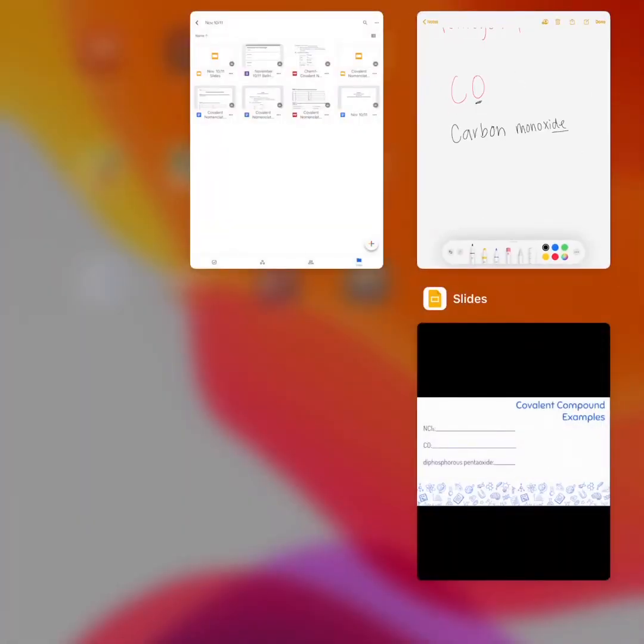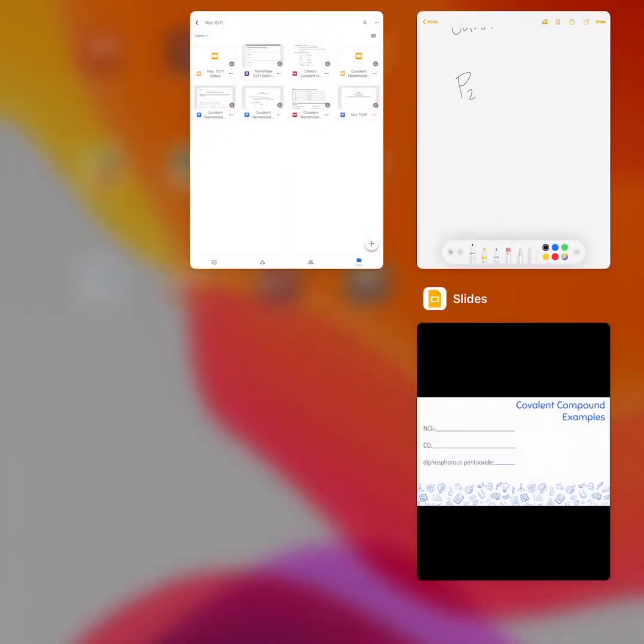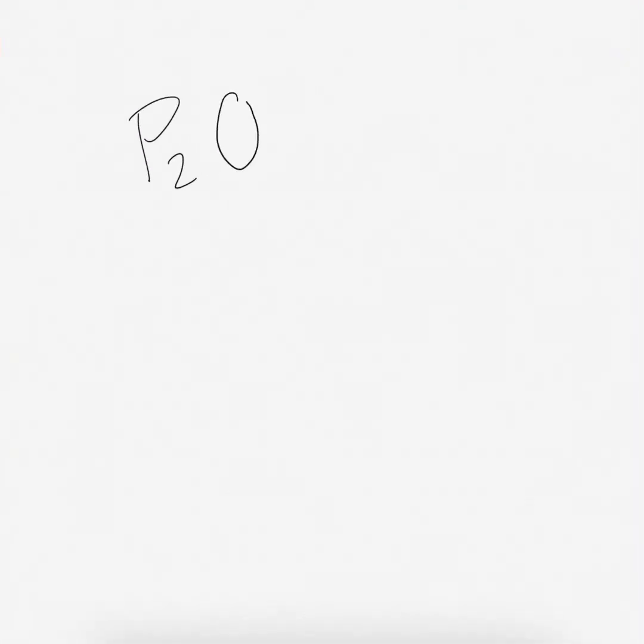My next example says diphosphorus pentaoxide. So diphosphorus, di means 2, so P2. And then it says pentaoxide. Remember, oxygen is O. Penta means 5. So your formula would just be P2O5.